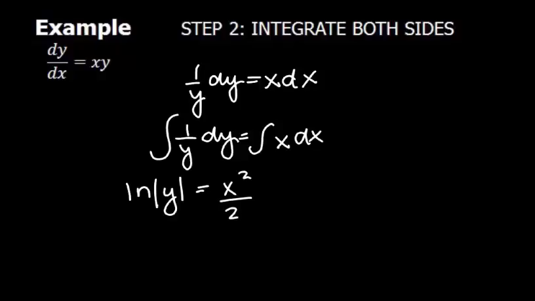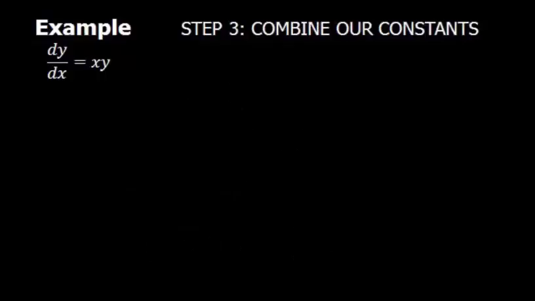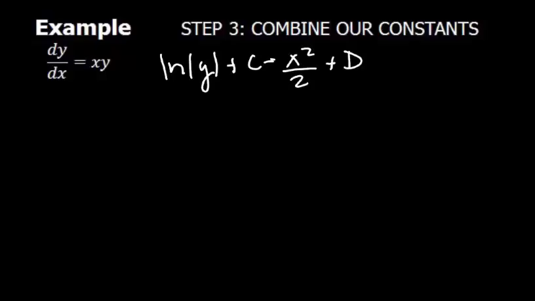And then we can't forget our constants, so we definitely have to go back and write in our constants. So ln of the absolute value of y plus c, and then on the other side, with your x squared over 2, plus, just say d. This is our other constant that comes out of our integration. And then after that, we can jump over to step 3, which is to combine our constants. So what we just had was the natural log of the absolute value of y plus c equals x squared over 2 plus d.